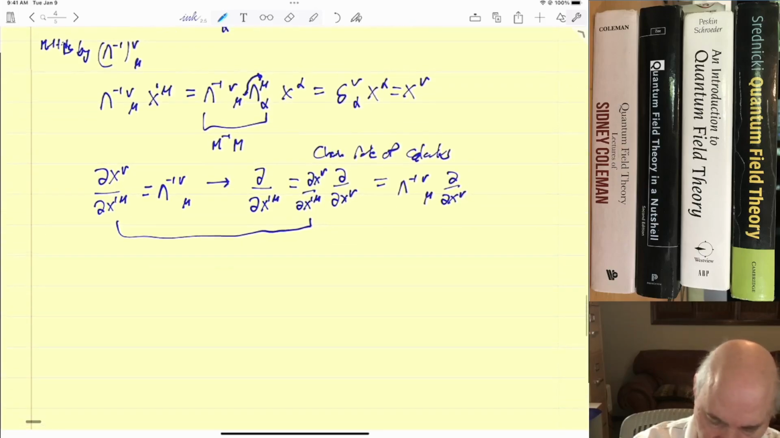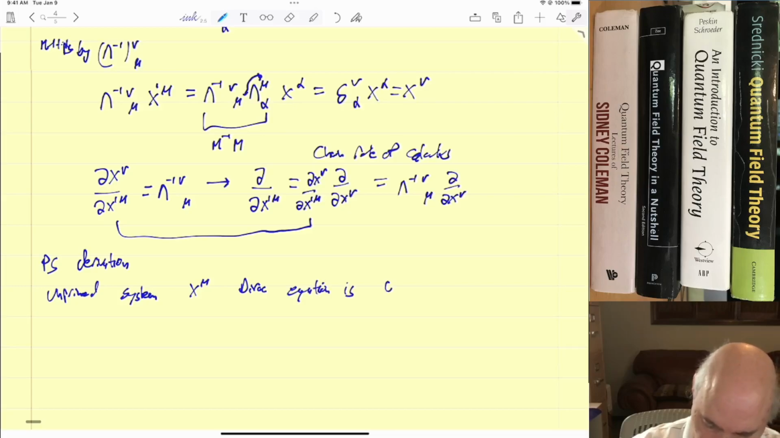Okay. So now I'm going to go back to the P&S derivation. In the unprimed system, x mu, the Dirac equation is i gamma mu, the partial with respect to x mu. Remember, we always have this. And in the primed system, partial with respect to x prime mu. So i gamma mu partial mu minus m psi of x equals 0.